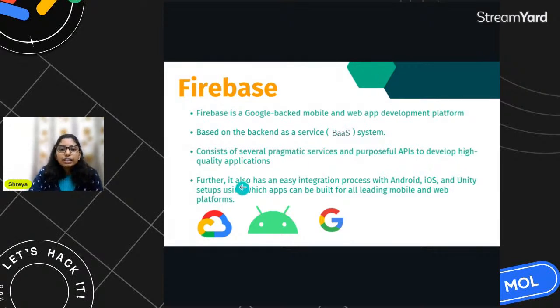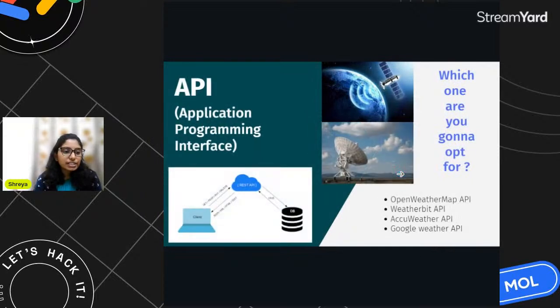Third point, it consists of several pragmatic services and purposeful APIs to develop high quality applications. ये हम लोगों को रियल लाइफ बेस्ड प्रॉब्लम्स को सॉल्व करने में हेल्प करता है, मीन्स जो आपको एक्चुअली आपके ऐप में रिक्वायर्ड है. Second, API. It must be a new term to you. So let me give a briefing about it. In our later sessions we will cover it in detail. However, अभी मैं आपको थोड़ा सा introduction दे देती हूँ.